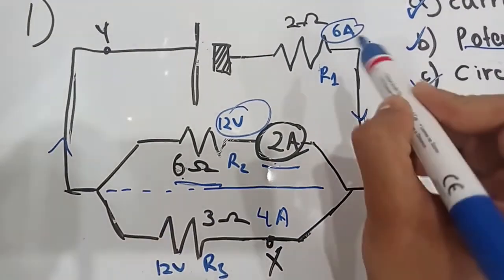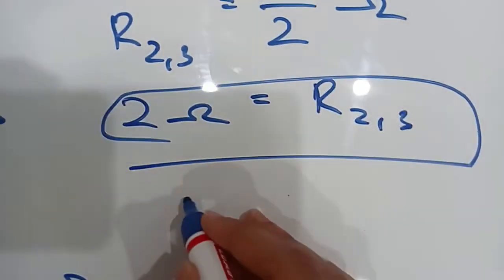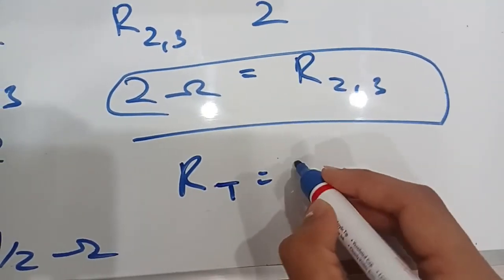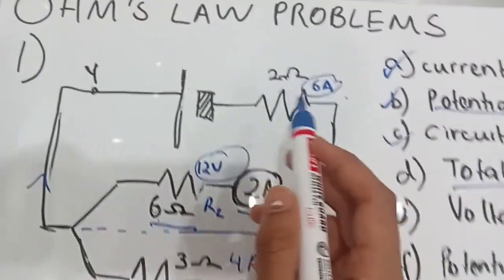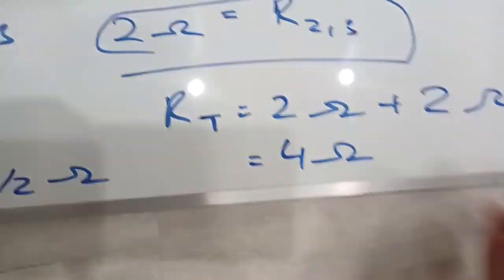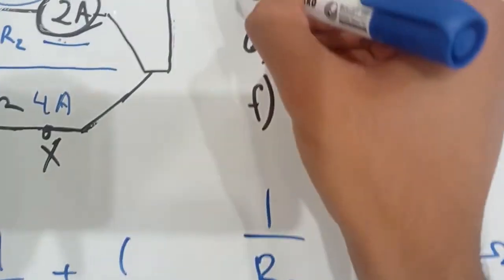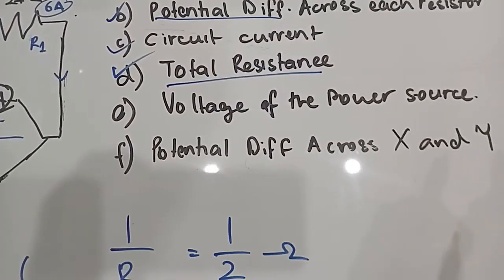And now what we have to do to find the total current is just add these two. So total resistance equals 2 ohms plus 2 ohms of the parallel and 2 ohms of this resistor plus 2 ohms, which is 4 ohms. So if there was only one resistor, it would only have to be 4 ohms. That's done. Next question, voltage of the power source.